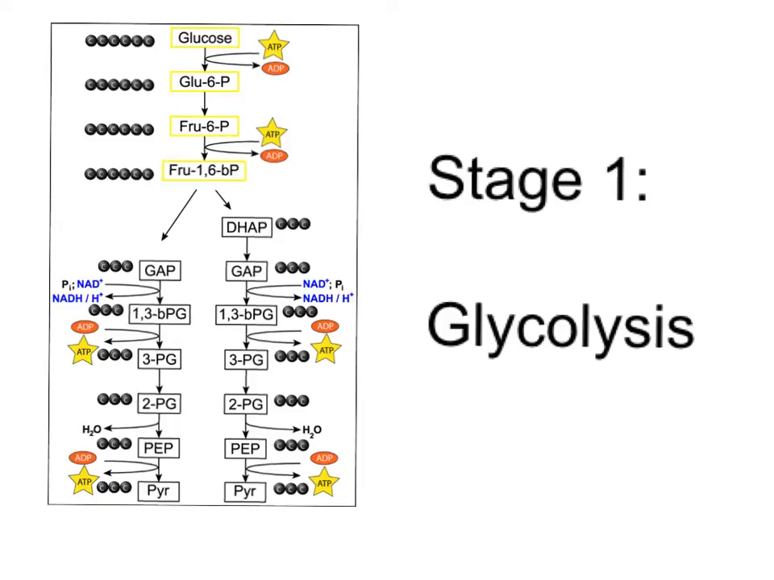3PG is rearranged into 2PG. It becomes an isomer. 2PG is converted to PEP by removing water. PEP becomes pyruvate. A phosphate group leaves PEP and phosphorylates ADP into ATP.